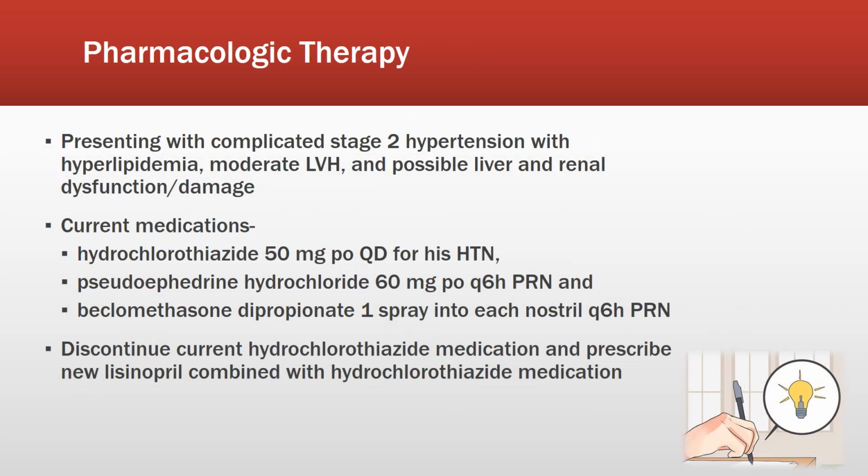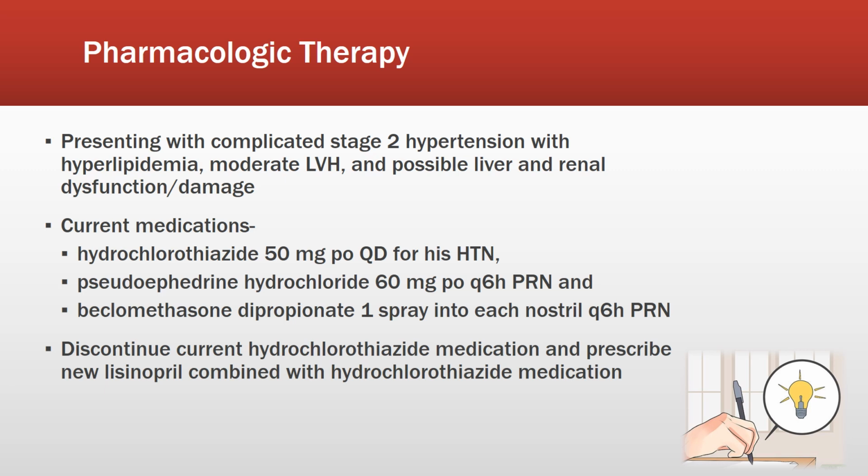EW is an African American male presenting with complicated stage 2 hypertension with hyperlipidemia, moderate LVH, and possible liver and renal dysfunction/damage. To determine a baseline for his liver and renal function, it will be important that EW gets GFR and liver enzymes blood work. He is currently taking hydrochlorothiazide 50 milligrams PO QD for his hypertension.